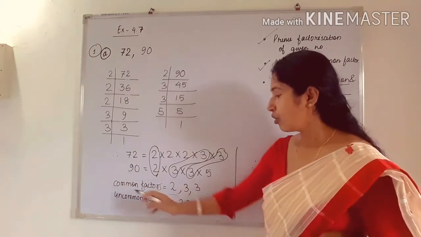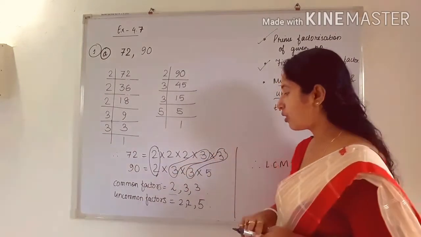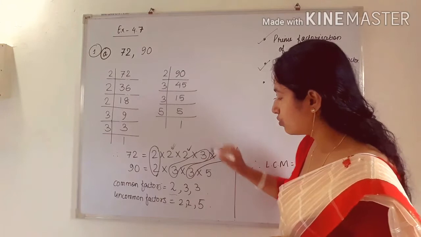Next, what are the uncommon factors? The numbers which we have not circled are the uncommon factors, that will be 2, this 2 and this 5.